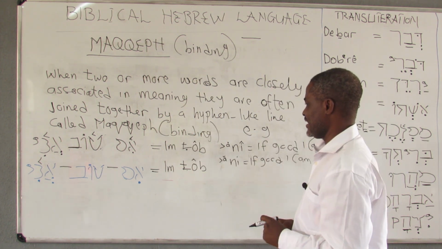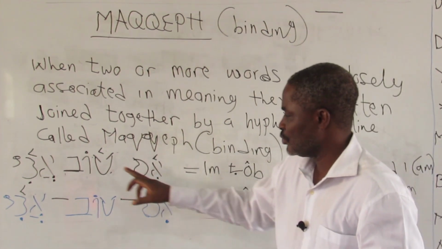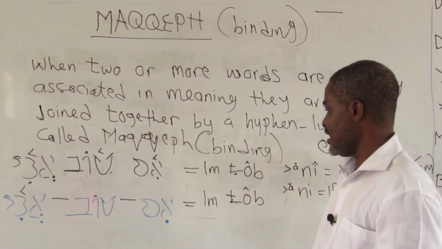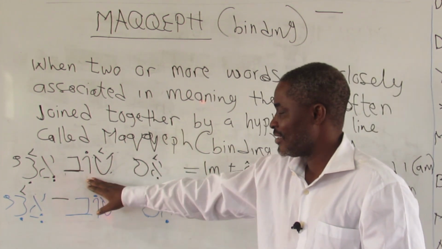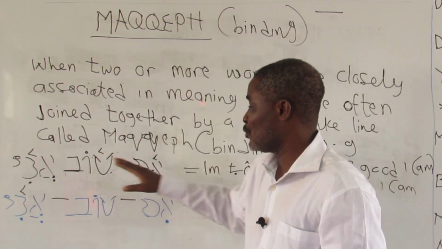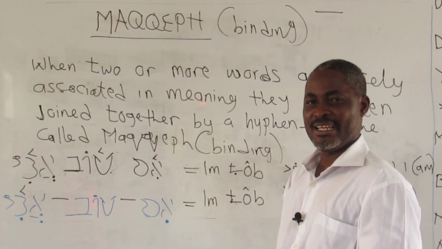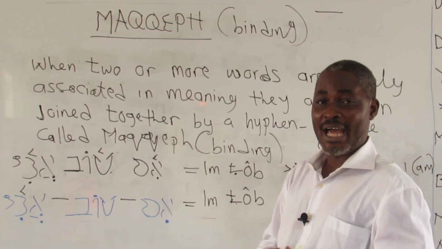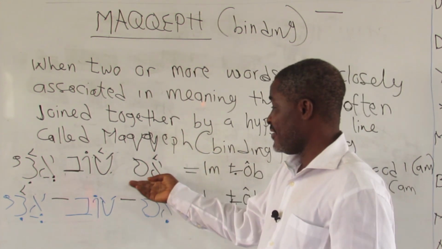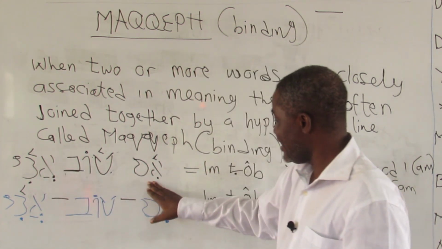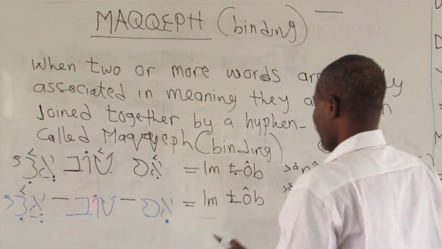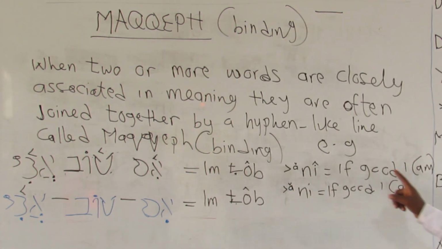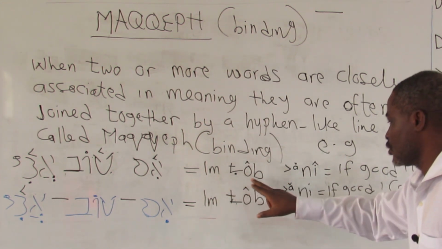Okay, let's use this as an example. You have this im, tov, ani. Im is if, tov is good, ani is I. That's the way Hebrew will say, if I am good: it will say, if good I. So this is if, im, tov, good, ani, I. Now, im, tov, ani, if good I am.